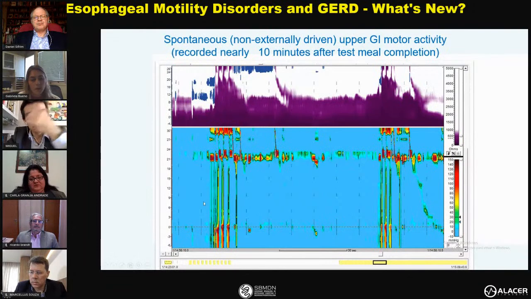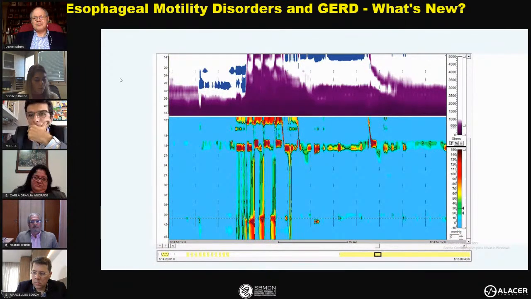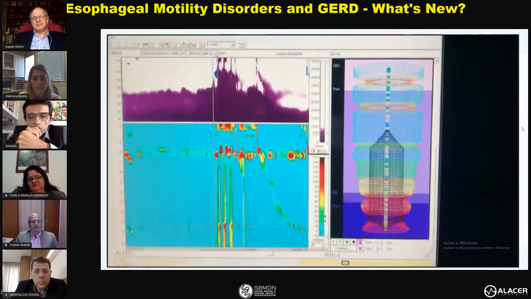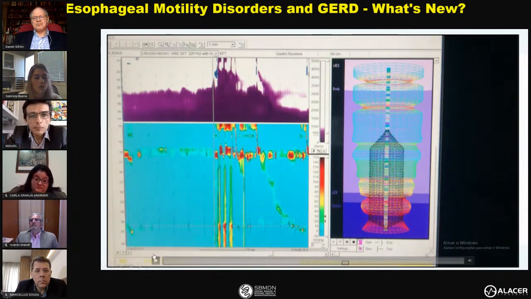In this frame, we can observe that the episodes were recurring. So this was nearly 10 minutes after test meal completion. And on this frame, we just wanted to later discuss the presence of a stomach contraction concomitant with the presence of gas in the esophagus, preceding the event of the rumination. And here is the video of the 3D model of the esophageal manometry showing the gastric strain and esophageal contraction.